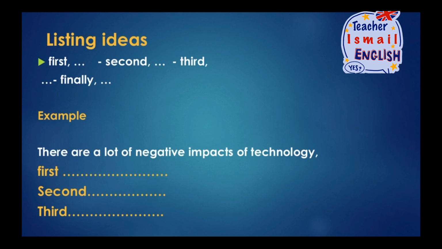First, you have to write it. First, what is the first negative impact? And second, what is the second negative impact? And third, what is the third negative impact? And when you reach the end, we are going to write finally, and so on. That's it. This is what we have in listing ideas.